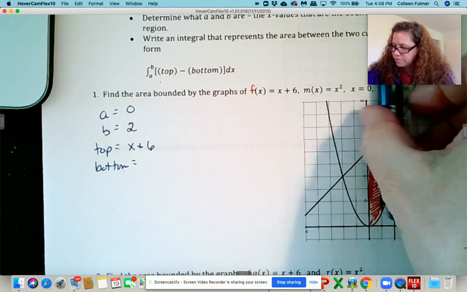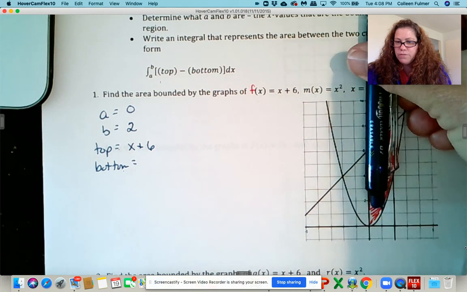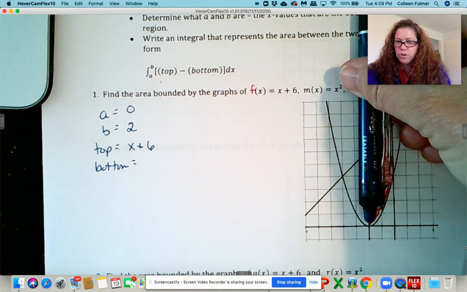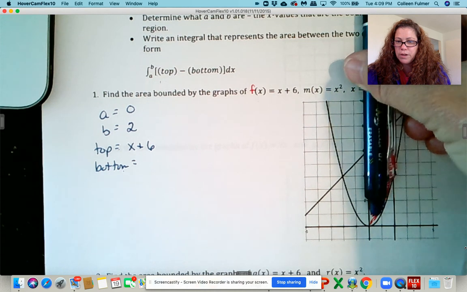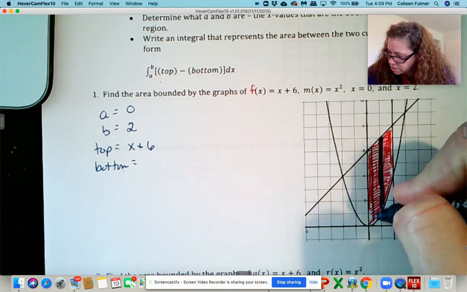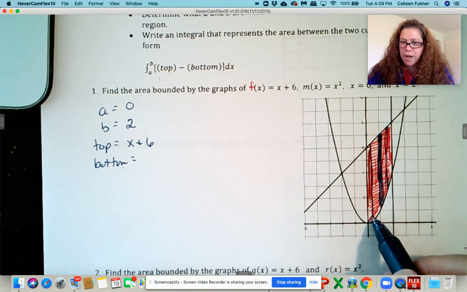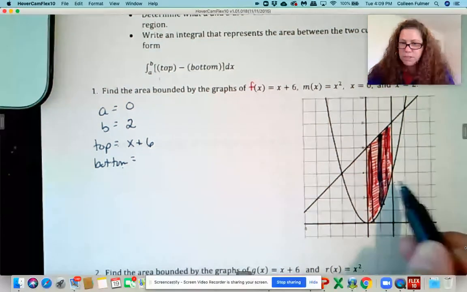Same thing with the bottom function. Here's the bottom of my rectangle. If I were to draw this rectangle anywhere, will it always touch the bottom function, that parabola? So I can draw my rectangle here. I can draw it up here. That bottom piece of the rectangle is always going to be touching the parabola.